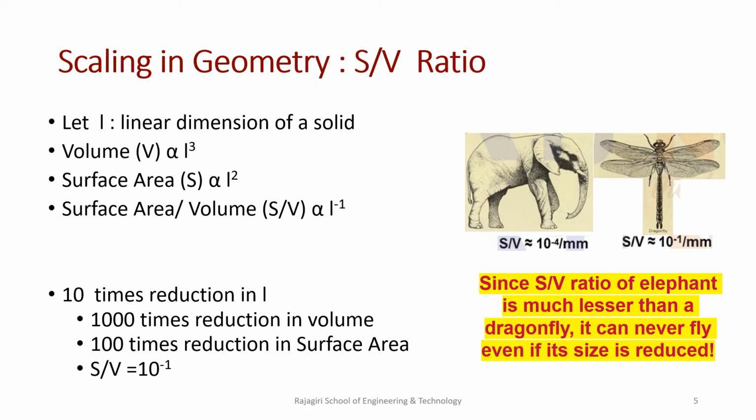These distinct S by V ratios explain why a dragonfly requires little energy and power, and thus low consumption of food and water to fly, whereas the elephant has a huge appetite for food in order to generate sufficient energy to make even a slow movement. Since the S by V ratio, that is the surface area to volume ratio, for the elephant is much lesser than that of a dragonfly, the elephant can never fly even if the size is miniaturized.